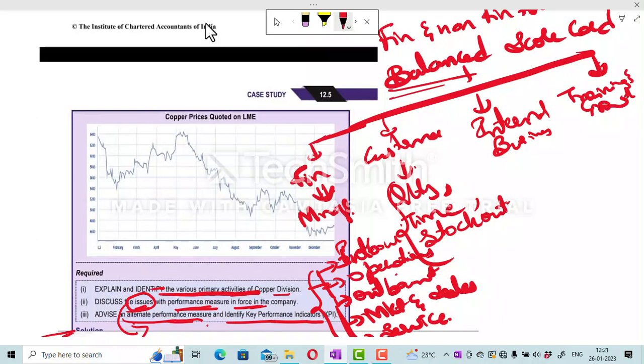And the third one is internal business. Here we need to find how many defects are there. Are there many defects in purchases or during the production, and how much time it is taking for procurement, and whether they are following any better ways like just in time. All that we need to check in internal business, which are within the business.